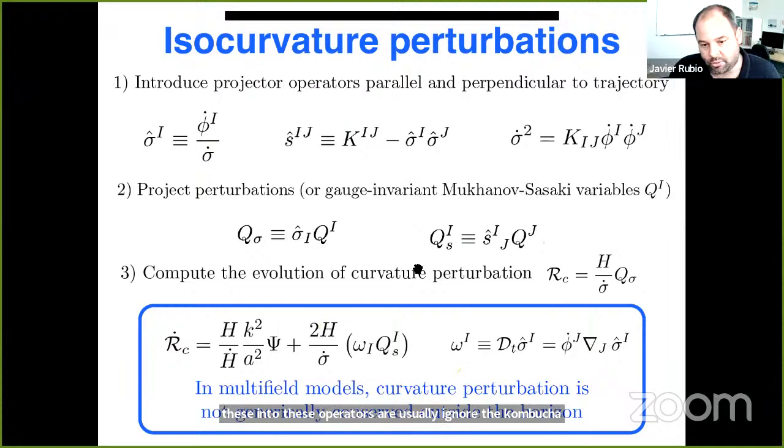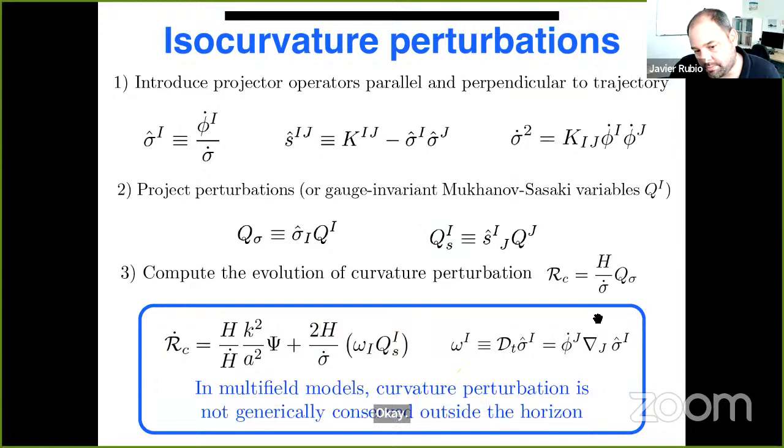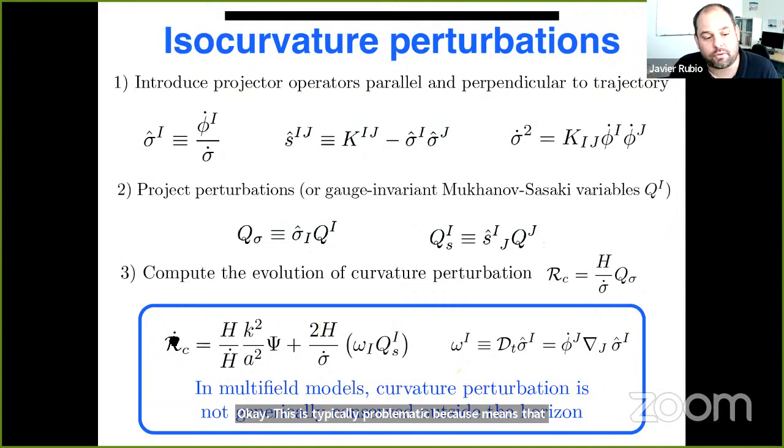Okay? And it turns out that when you compute the evolution of the curvature perturbation, it is no longer constant at super horizon scales, but includes another piece that is related to the change of direction of the longitudinal component in field space. So what is usually called the turning rate. This is typically problematic because it means that the curvature perturbation is not conserved outside the horizon, and you can have large supercurvature perturbations in conflict with observations. So is this something we should worry about?